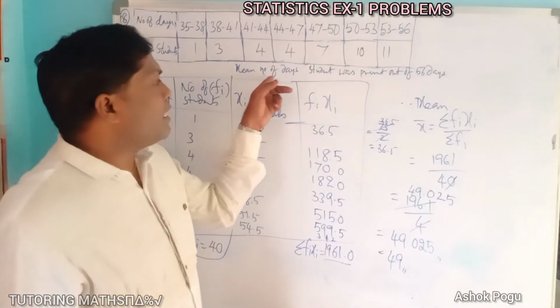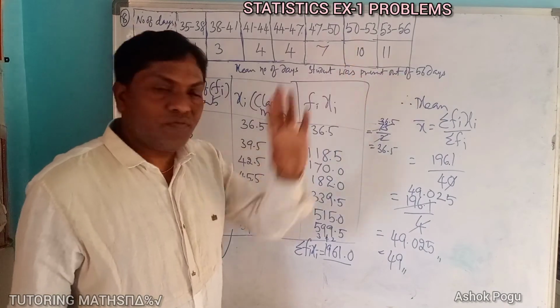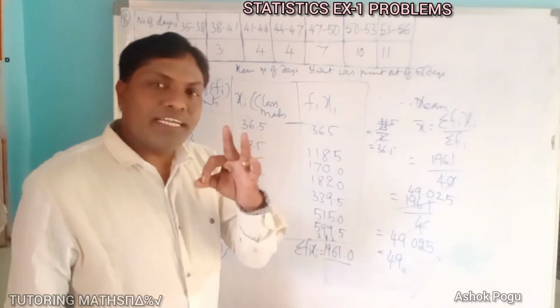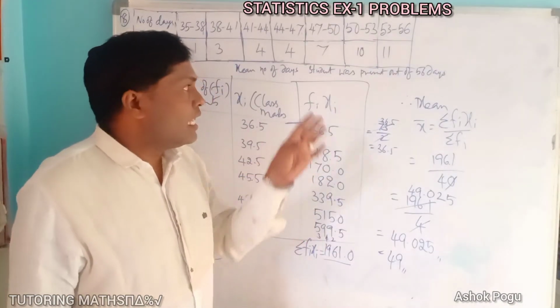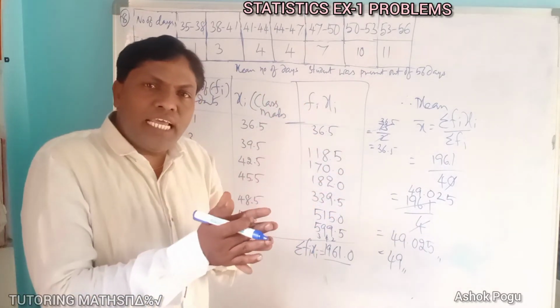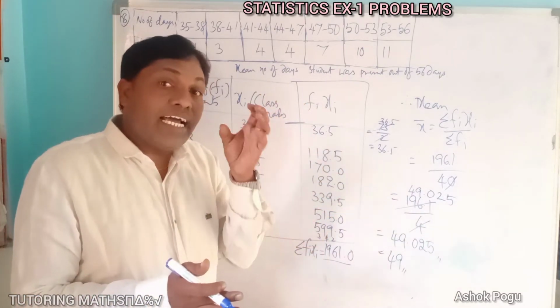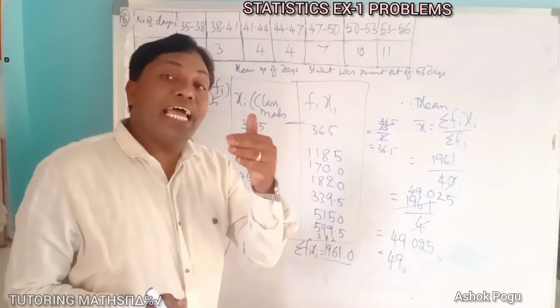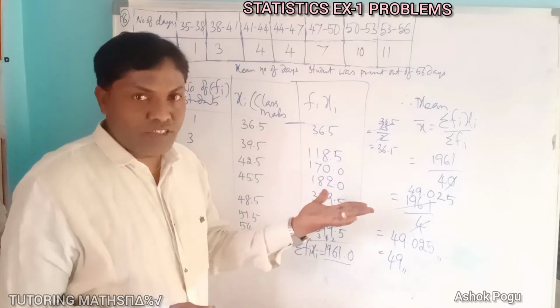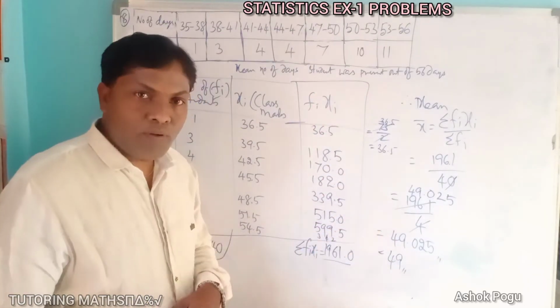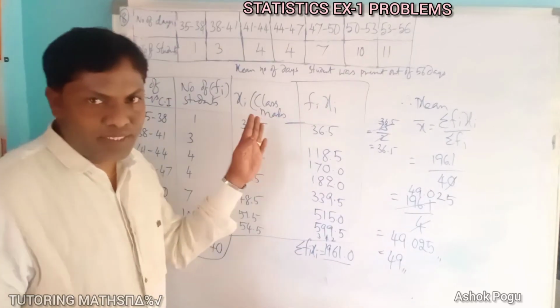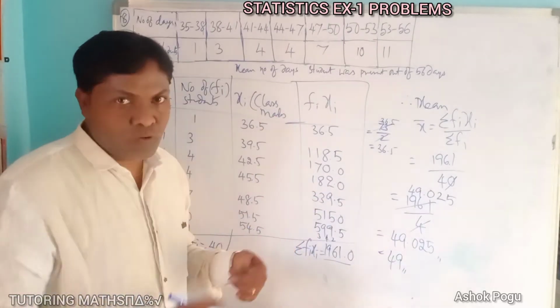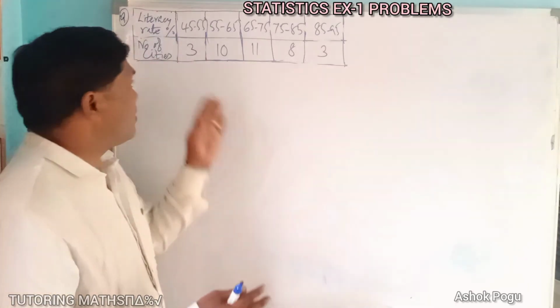So what is the mean number of days a student was present out of 56 days? Out of this total 40 students, on average they attended the school 49 days. So this is the problem. You can apply this first method. Now let's continue with the next question. Let's see the last question of this exercise.